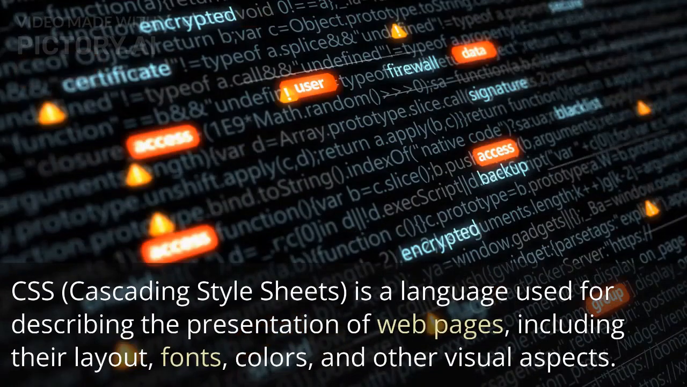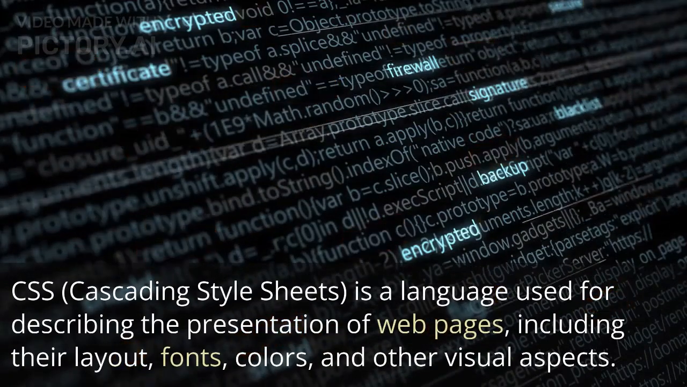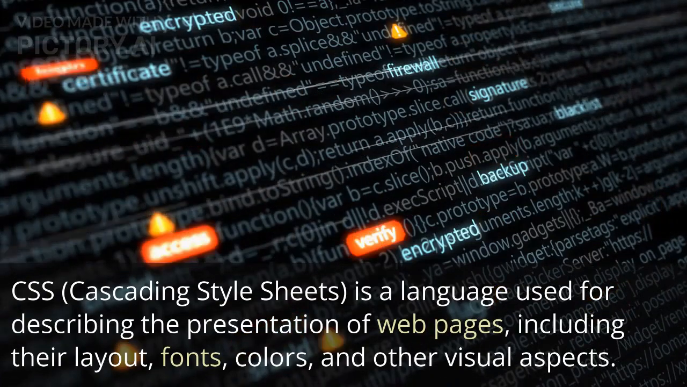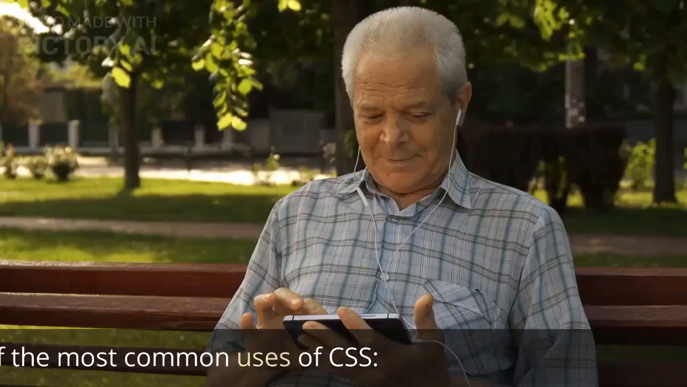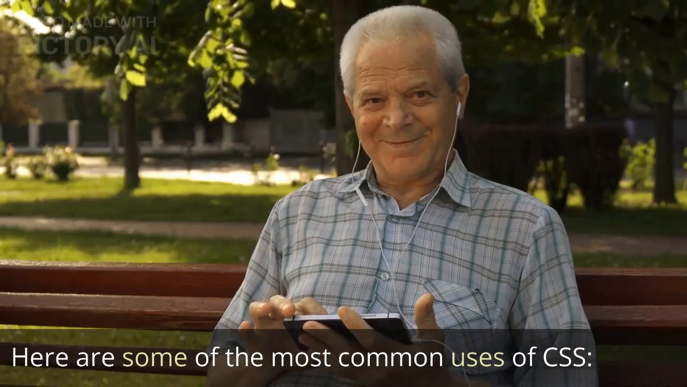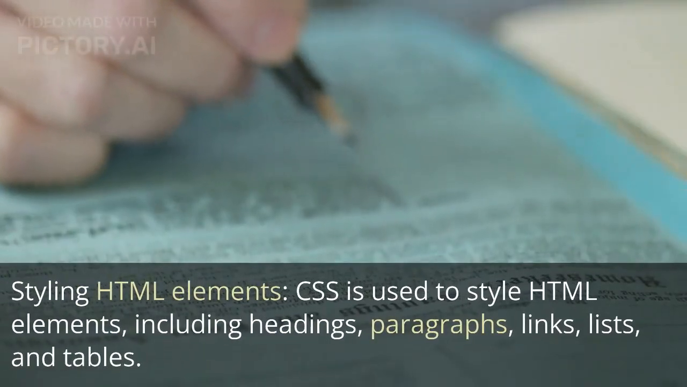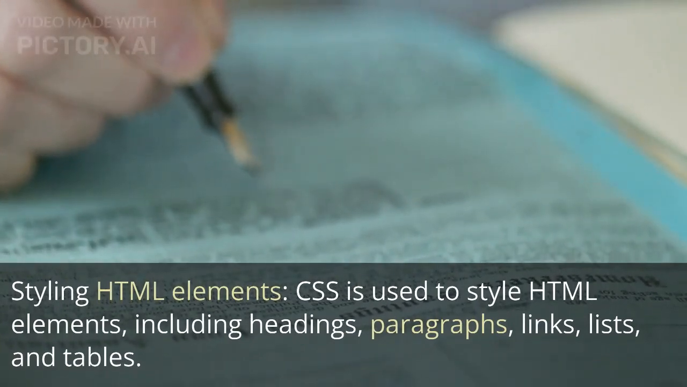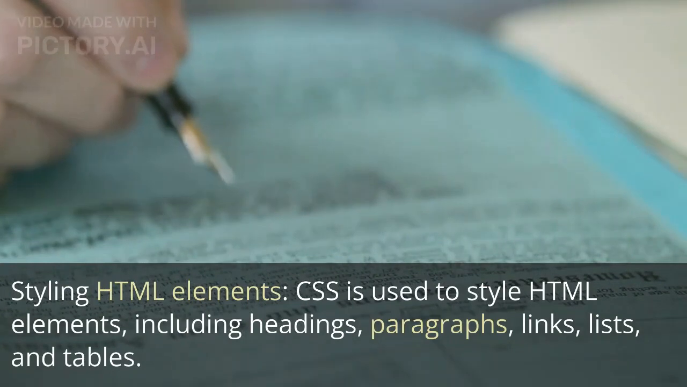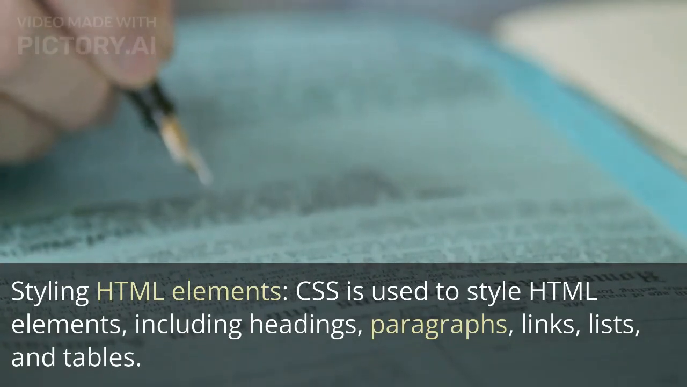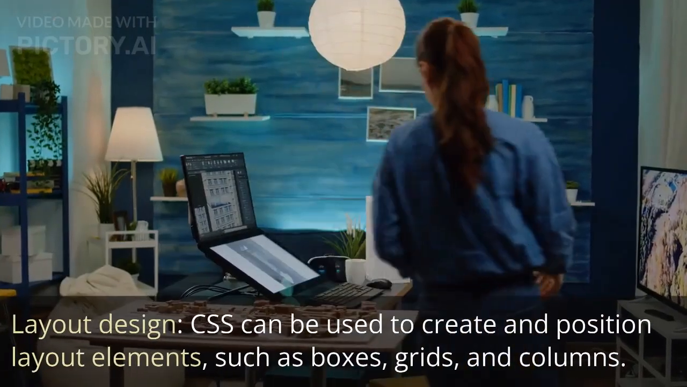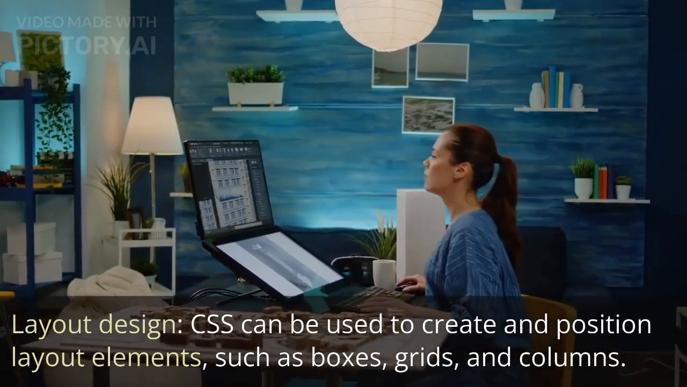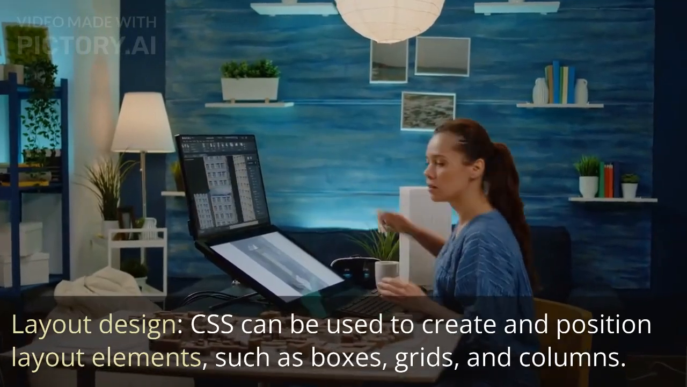CSS, Cascading Style Sheets, is a language used for describing the presentation of web pages, including their layout, fonts, colors, and other visual aspects. Here are some of the most common uses of CSS. Styling HTML elements. CSS is used to style HTML elements, including headings, paragraphs, links, lists, and tables. Layout design. CSS can be used to create and position layout elements, such as boxes, grids, and columns.